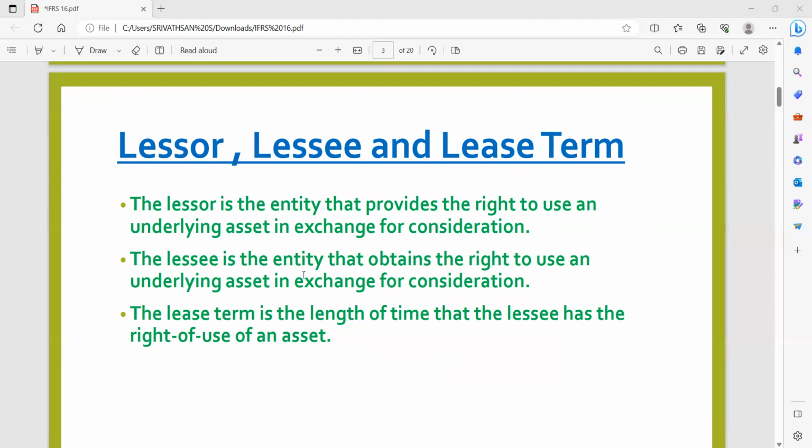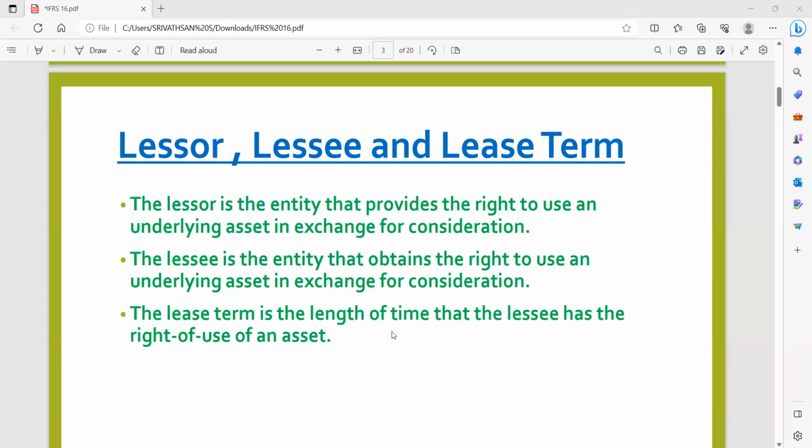And lessee is the entity that obtains the right to use an underlying asset in exchange for consideration. So in the previous example, you are the lessee because you're obtaining the right to use the building from the landlord, and in return you pay some consideration to the landlord.